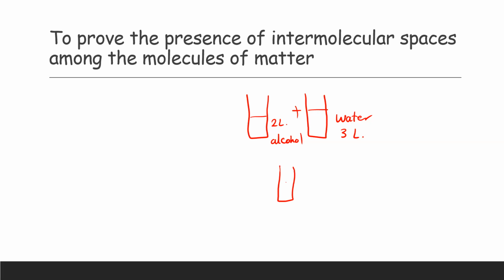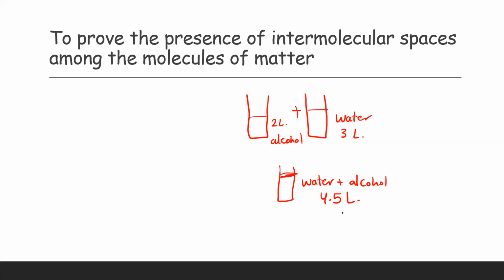They should be what? First, if we calculate it before we know anything, it should be 5, right? Because we're going 2 plus 3. I have 2 alcohol and 3 water. If I add both of them together, the water plus alcohol, we are predicting that they are 5. But when I measured the volume of both of them, I find it, for example, 4.5 liters.